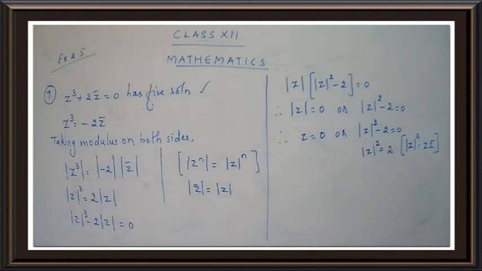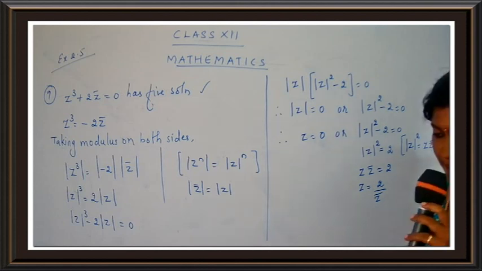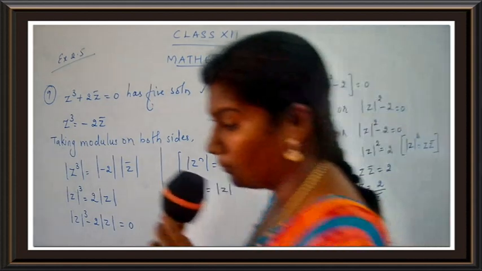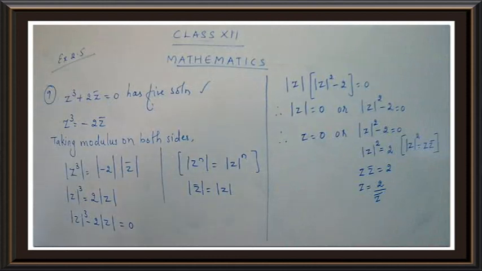Do you remember this was the first property we have written for the modulus? Yes, children? Modulus z square is equal to z into z bar. So write down here, z bar is equal to 2. I want the answer in terms of z. So z is equal to 2 upon z bar. So we have found the value for z, that is 2 upon z bar.